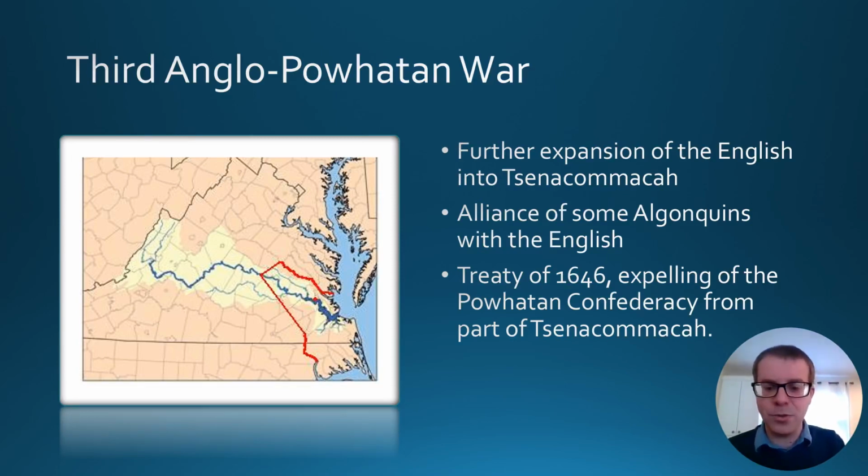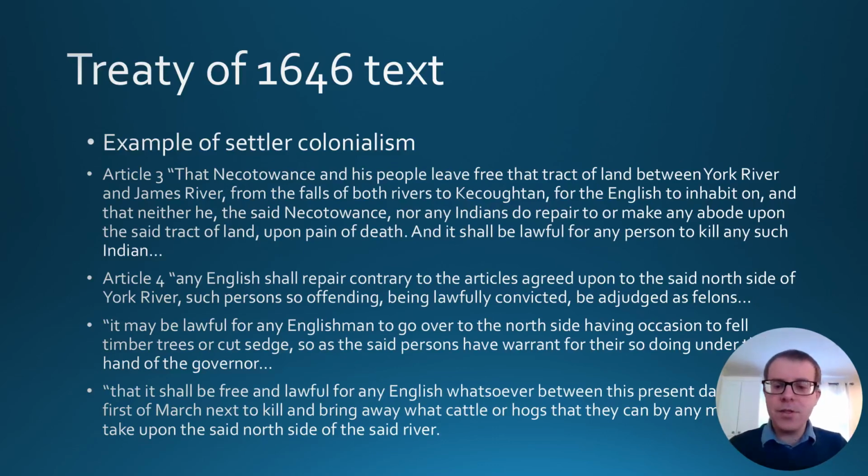And so these are not the types of conflicts where two armies meet in a field. It is ambush attacks on civilians and the killing of civilians on a pretty regular basis. And the English and the Powhatan Confederacy end this war through a treaty called the Treaty of 1646, which I had you read for this unit this week.